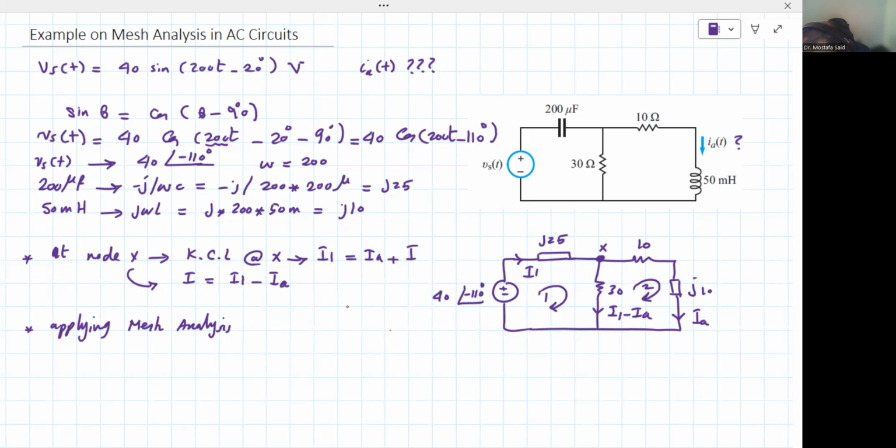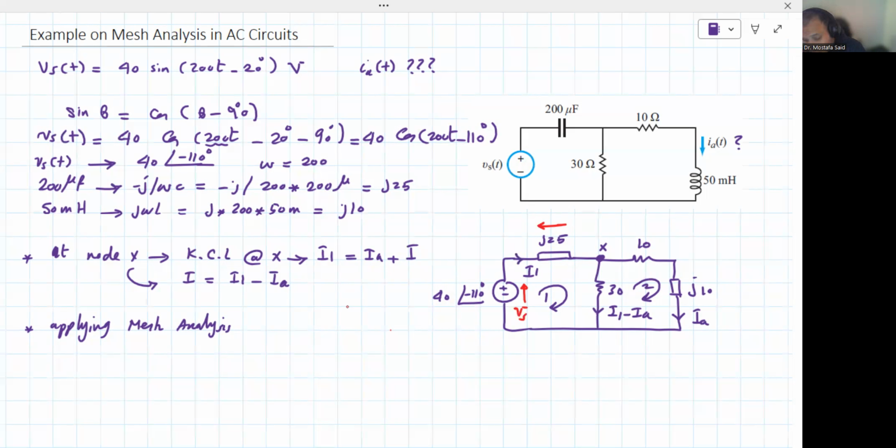Here is the battery, the source. The current is going up, which is I1, and also Vs, which is known: 40 angle minus 110. Then we have the voltage across the j25. It will be that way because I1 is going this way, so the voltage will be the opposite, that way.